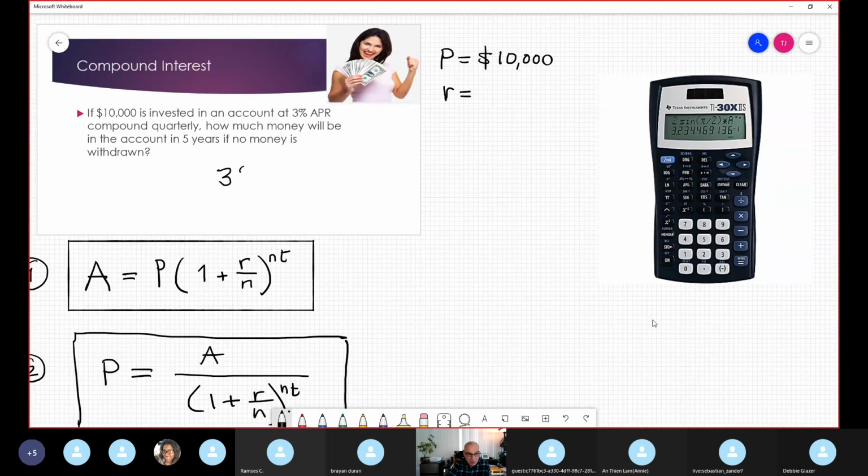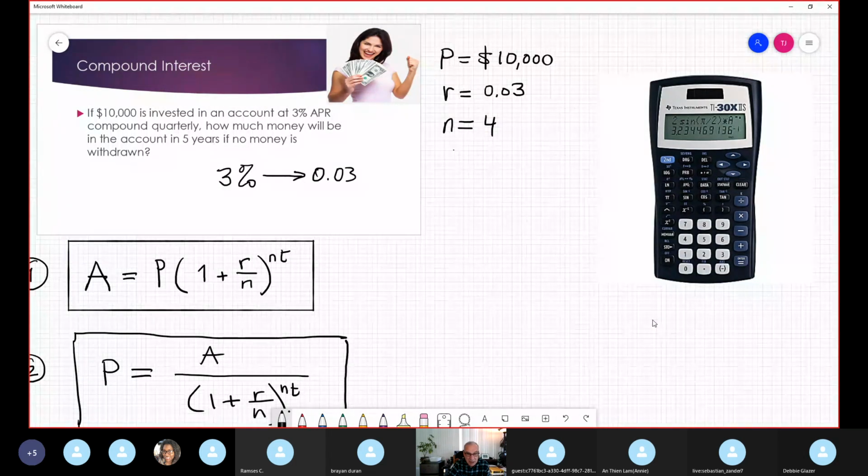But 3% in the formula we never write as a percentage. You write it as a decimal. And decimal is super easy. You divide by 100, and the number is 0.03. Okay, it's 0.03, and that is the interest rate that I am using in the formula. Never in percentage, wrong. Compounded quarterly. Quarterly means that N is 4 times in 1 year. And the money will be in the account for 5 years. So the time is 5 years.